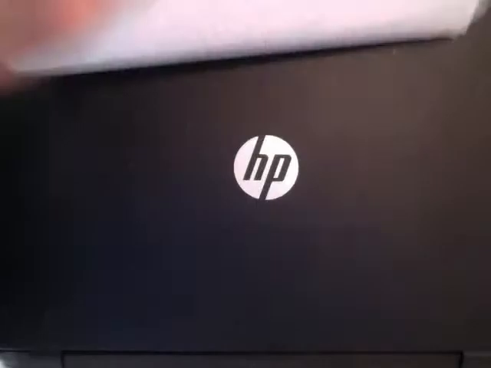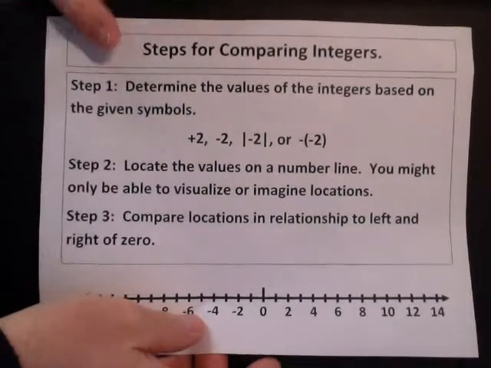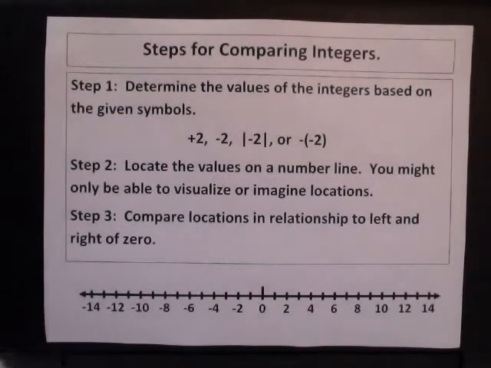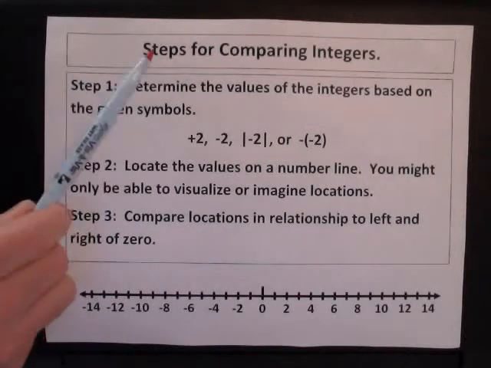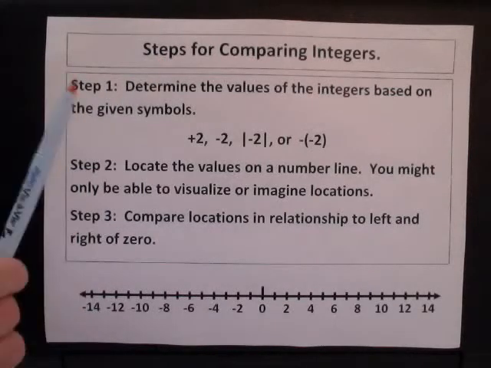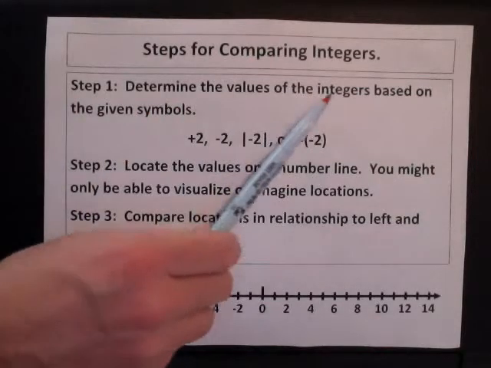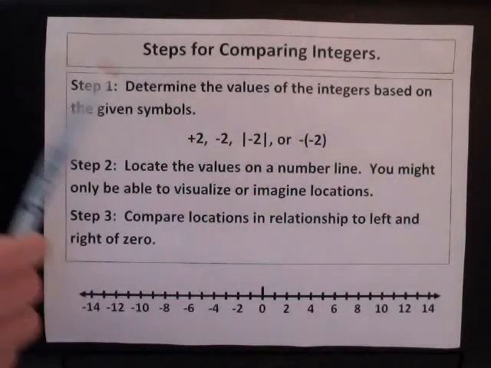Okay, so those are some of the basics for number line rules. And what I want to do now is talk about the steps for comparing integers. Pretty basic. The steps for comparing integers start with step number 1: determine the values of the integers based on the given symbols.